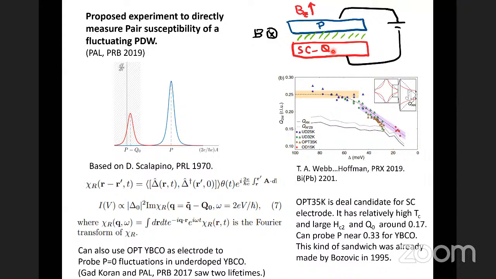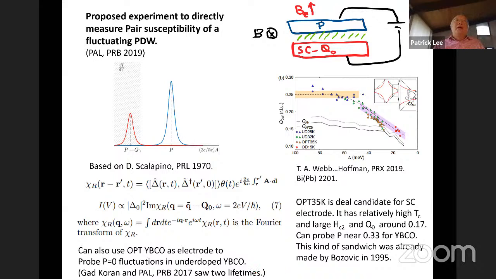This actually was done in the 1990s by Le Sueur in France. But what Gat saw was something anomalous. Usually you expect to see one peak from a fluctuating spectrum, but he saw two peaks: a narrow peak sitting on a very broad peak. So we think that there are two lifetimes. Where did it come from? It suggests that there are two kinds of pairing fluctuation going on there.